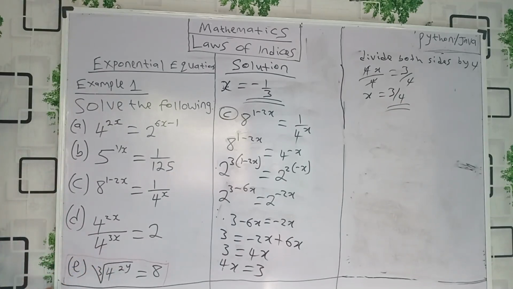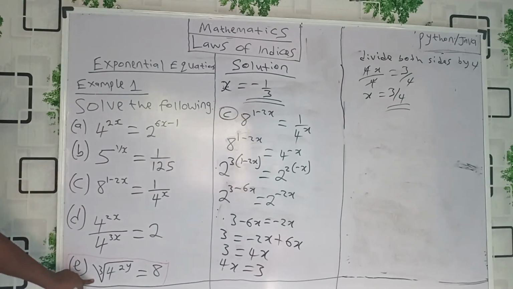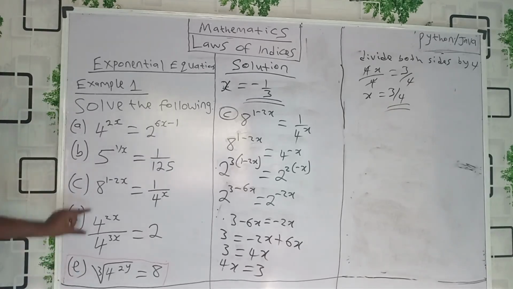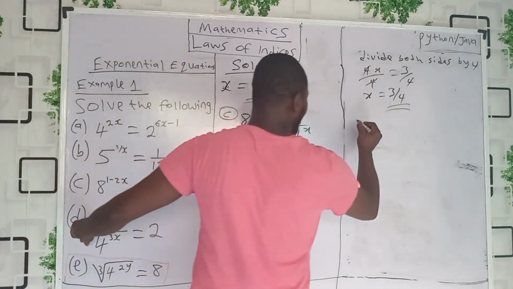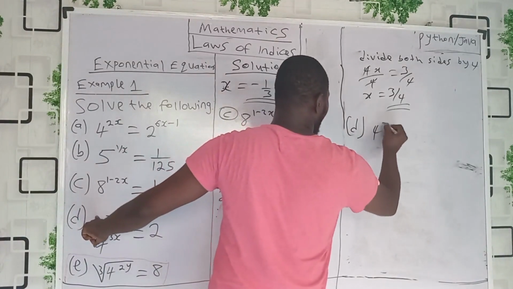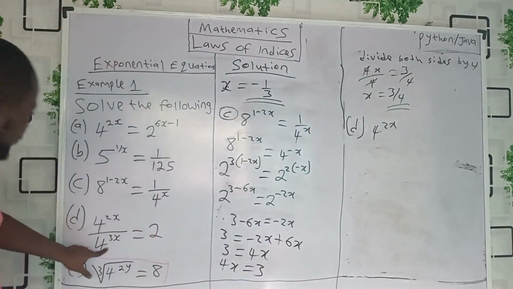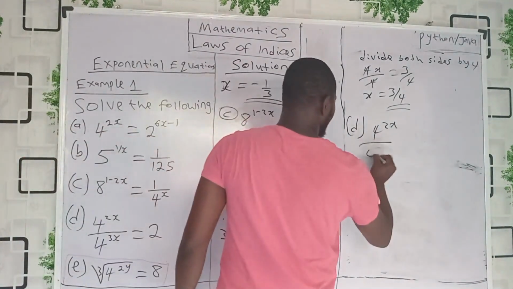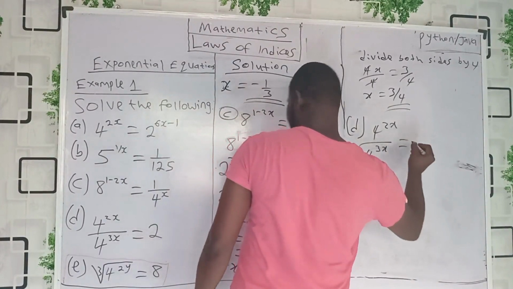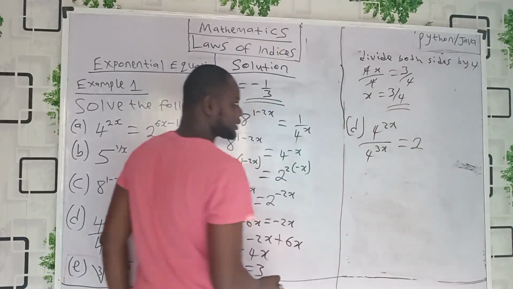Finally, the last one, this E part, you are the one that will solve that as an exercise. You can post it, and tell me what you have. So we are going to stop here. This one is for you. That's my gift for you today. So the last one: 4 to the power of 2x, divided by 4 to the power of 3x, equal to what? 2. Beautiful. What can I do?